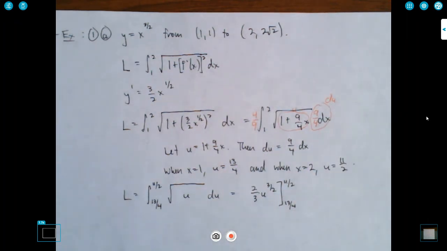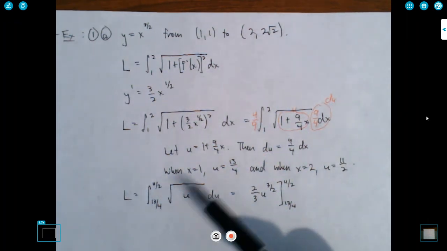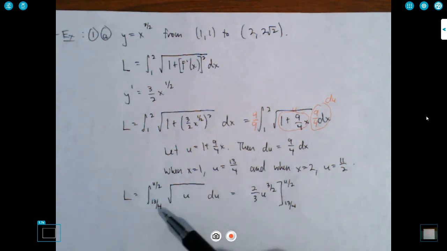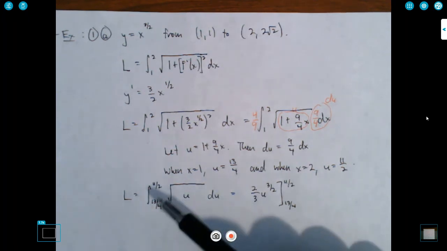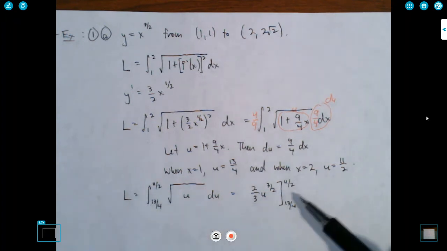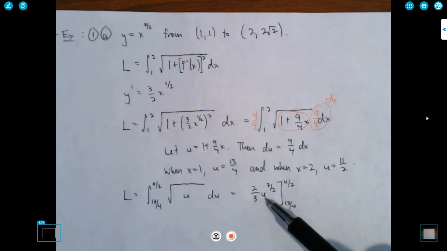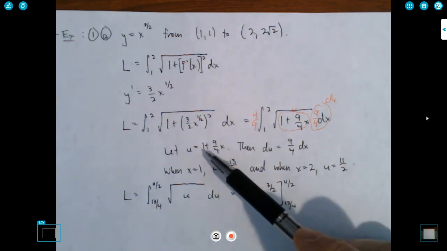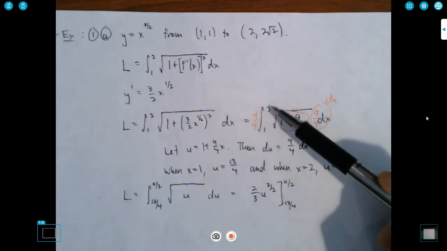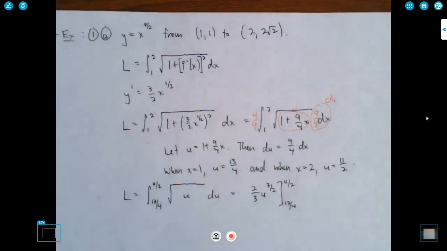By the way, if you don't like changing your limits of integration, then what you could do is, instead of changing the limits, just evaluate the indefinite integral, and then at this step, back substitute. So plug in 1 plus 9/4 x for u, and then you can just plug in your original limits of integration, 1 and 2. So you would get the same answers that way.